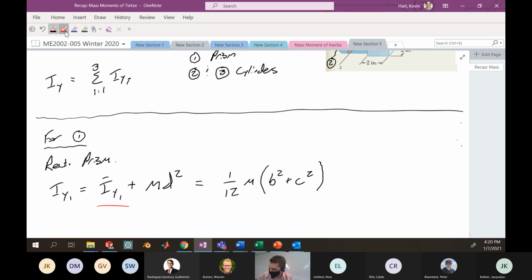All right, so this is like your I bar y1 plus my mass, which I don't really have quite yet, but let's just put that in here as m, and this d squared. Remember, for the parallel axis theorem, this variable d is the distance between the centroidal axis of object 1, which is this rectangular prism, and the axis of interest about which we are looking for our final result.